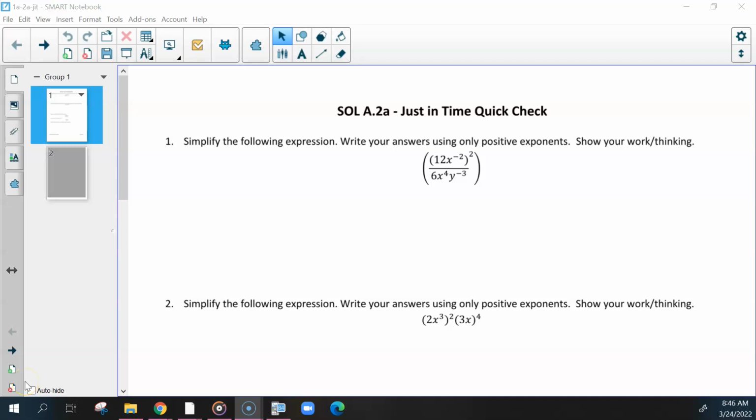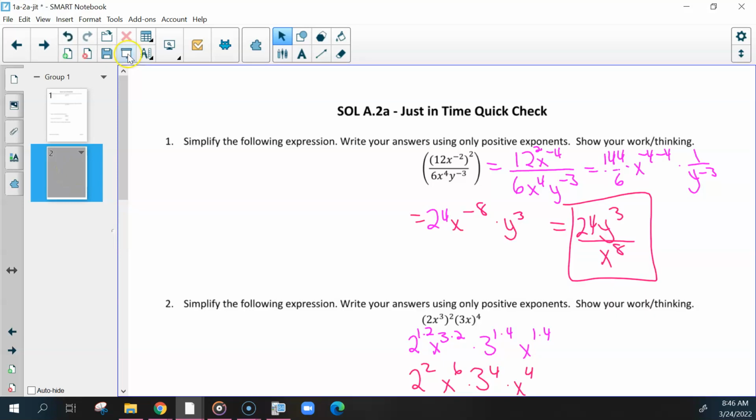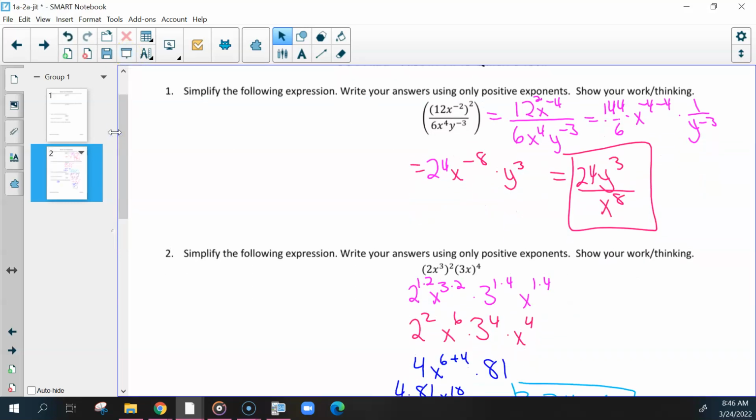Right, check your answers with mine. For number 1, the final answer was 24y to the 3rd over x to the 8th. Get that? Really? That is all. I mean, that makes sense. How you got that? I have the same answer.